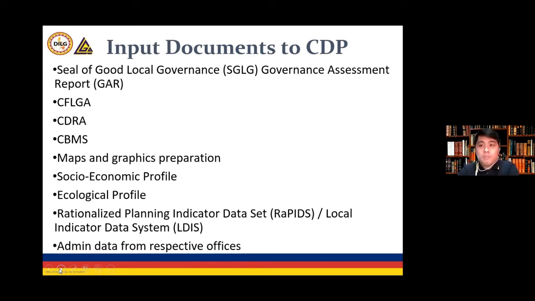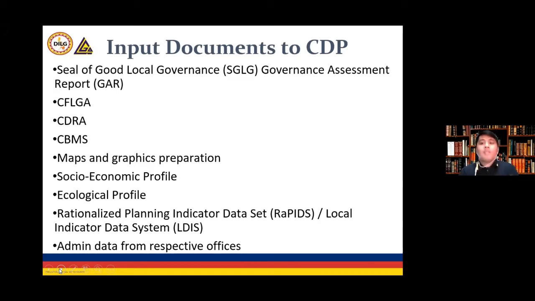So it is very important, and of course your MLGO is always there to help you analyze your governance assessment report. And you go back to your governance assessment report to determine the level of services that you have been giving to your LGU. What are the areas for improvement? What are you still lacking? That is very important. And other assessment reports, we have the Child-Friendly Local Governance Audit, CFLGA, the CIDRA, the CBMS. Of course, we have the thematic maps, the ecological profile, and we also have the LDIS and admin data from respective offices. So, if you want to have a comprehensive plan, we need to exhaust all available sources of data.